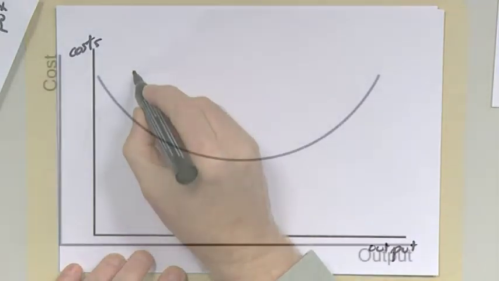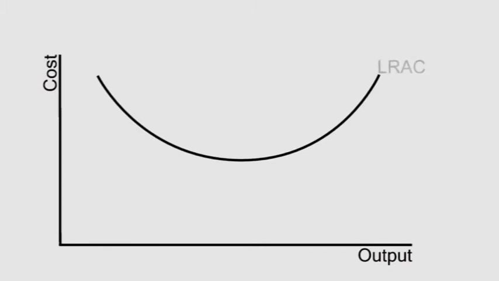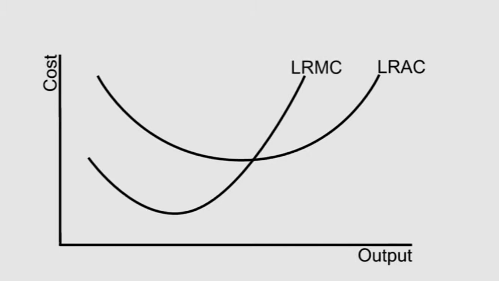As output increases, average costs fall. It reaches some minimum, and at larger levels of output, average costs rise again. Long run average cost. What about marginal cost? Long run marginal cost falls, reaches a minimum, and for the same reasons that we've seen before, as output rises, marginal cost rises, cuts the bottom of the average cost curve, this time the long run average cost curve, so that long run marginal cost bears a relationship to long run average cost, which looks like so.